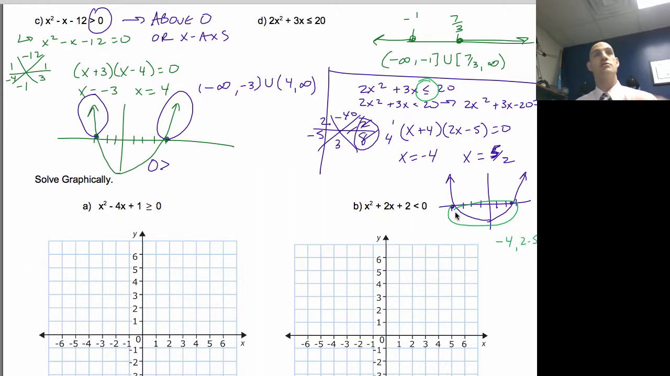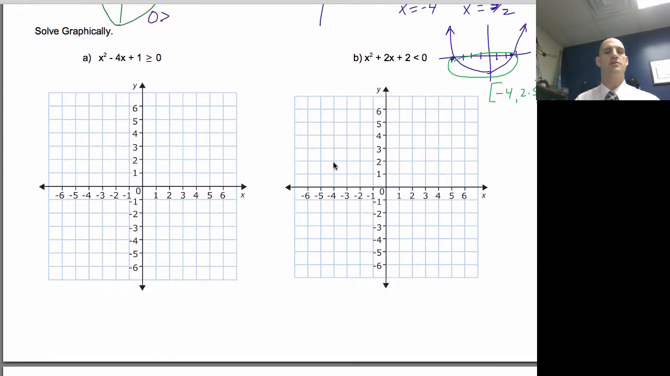It's between the zeros. The zeros of the graph are where it crosses 0. And so if I need it greater than, or less than or equal to 0, it's going to be closed here. That's where it is below the x-axis. It's less than 0.